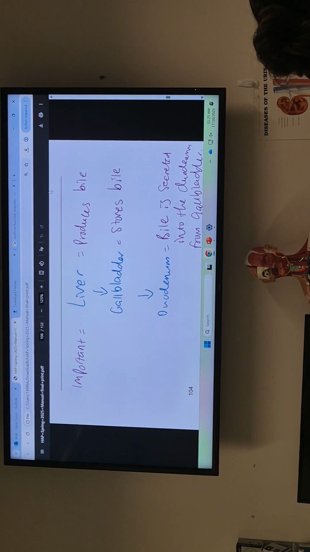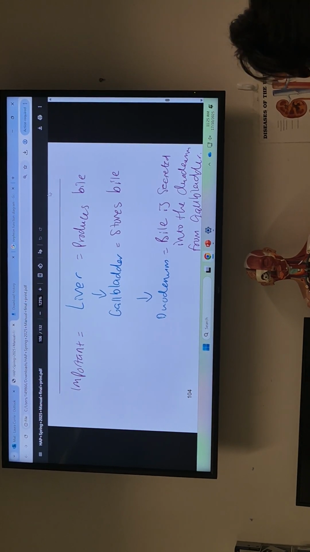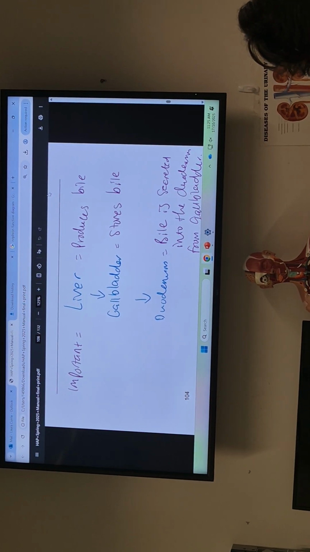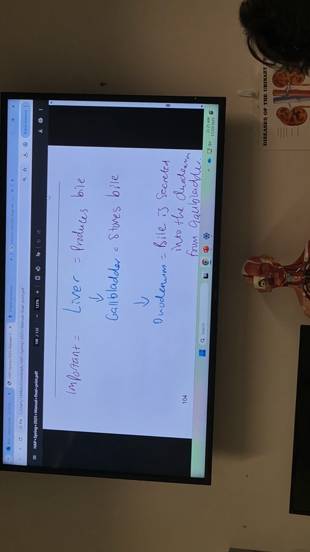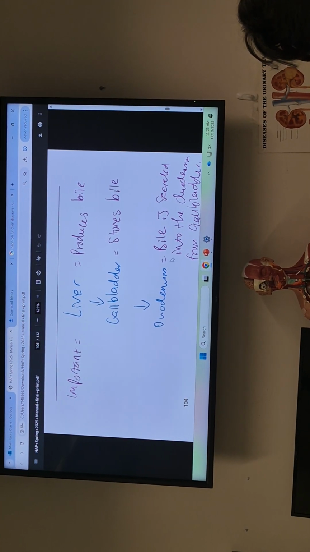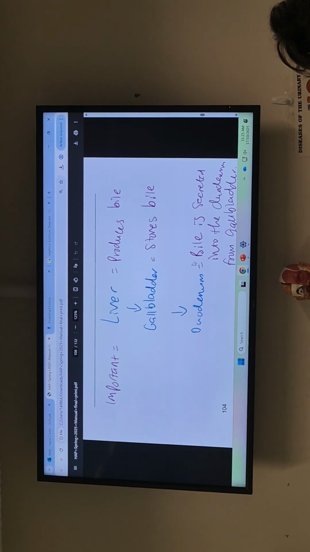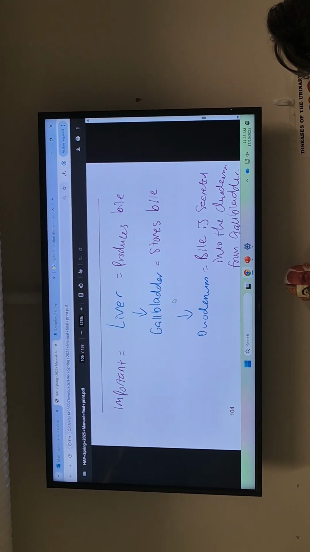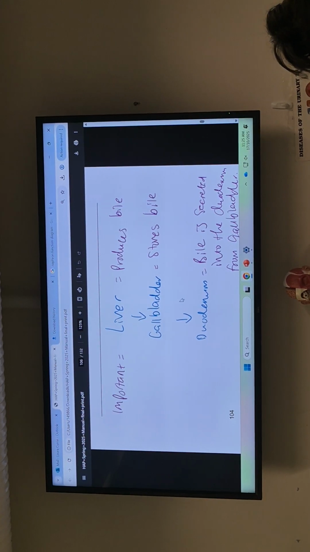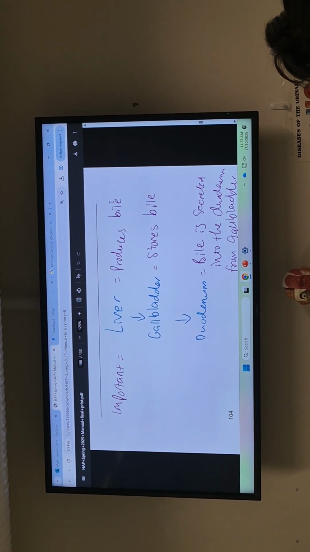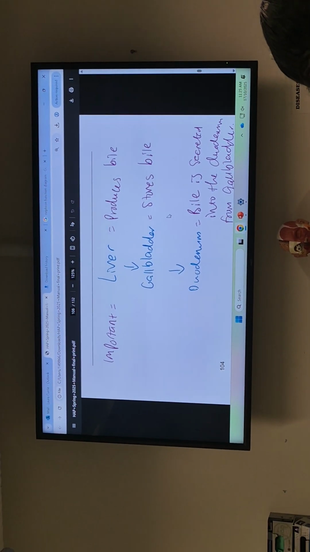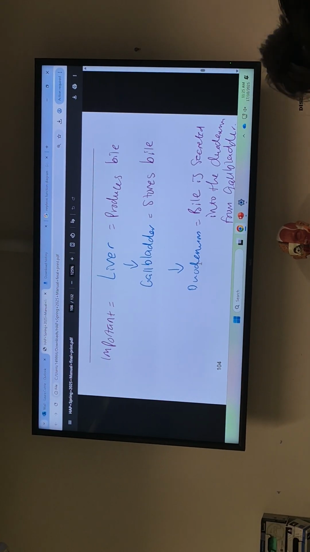So when you are eating food, it's got fats in it, then bile is going to be secreted to your duodenum. So again, please be specific and say duodenum, not the small intestines, because the duodenum is the first part of your small intestines where the bile is secreted. Okay? So please just be careful when you are specifying that.